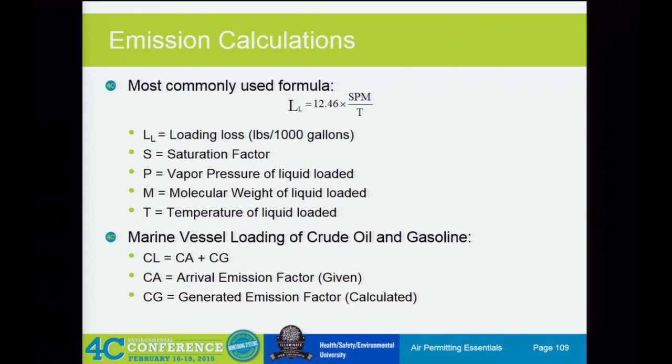Did that make sense to everyone, the distinction? We'll talk about fugitives in a minute here. If that's confusing, bring it back up, and I'll talk about the distinction between uncontrolled loading losses and fugitive emissions, because they function in the same way, but they're thought of separately in permitting.